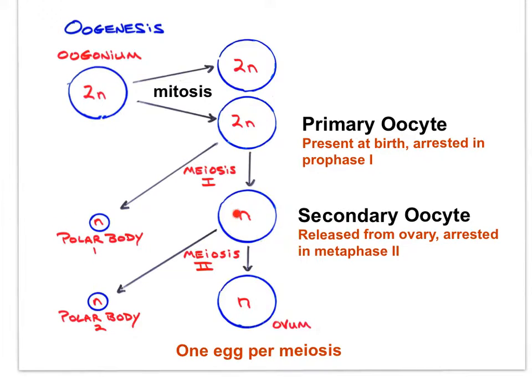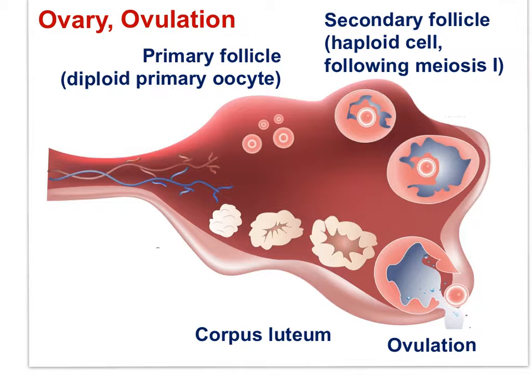The secondary oocyte is released from the ovary at ovulation, arrested in metaphase 2. Unless fertilization occurs, the secondary oocyte never completes meiosis 2. Here is a diagram of the ovary showing the primary follicle, within which is the diploid primary oocyte.